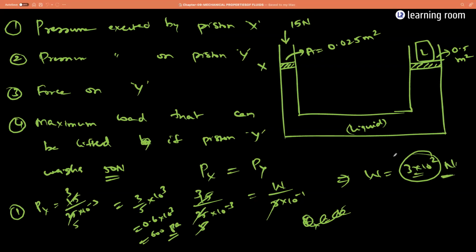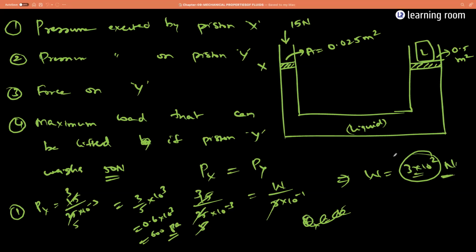What is the maximum load that can be lifted if piston Y already weighs 50 Newton? So logically speaking, when you are able to apply a force of 15 Newton on one side, what is the load getting lifted on the other side? 300 Newton. So with 15 Newton, you are able to lift 300 Newton. Less effort, more output. That is one big advantage. Secondly, the applied force can lift only 300 Newton.